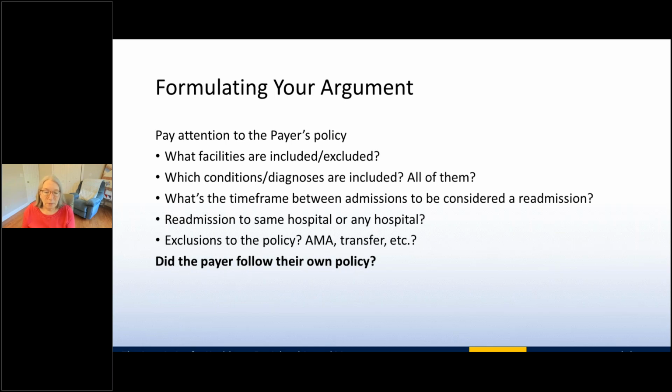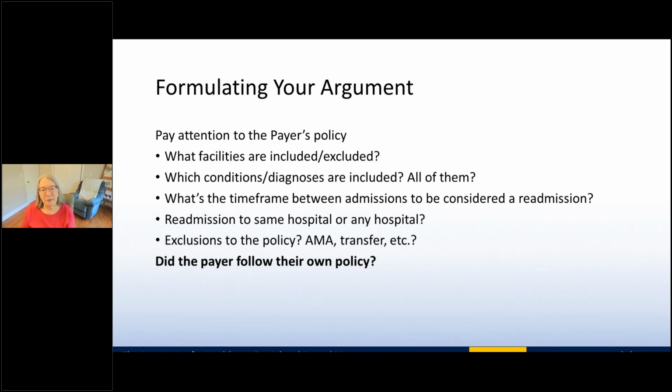Does the payer talk about readmission from the same hospital back to the same hospital or any hospital? And then what are their exclusions to the policy? For example, Anthem Blue Cross and Blue Shield said, well, if they sign themselves out AMA, they don't hold that against you. If they're transferred from one hospital to another, that's a transfer. It's not a readmission.